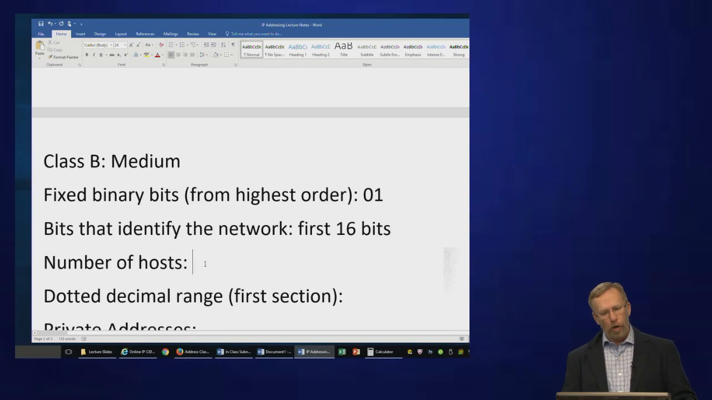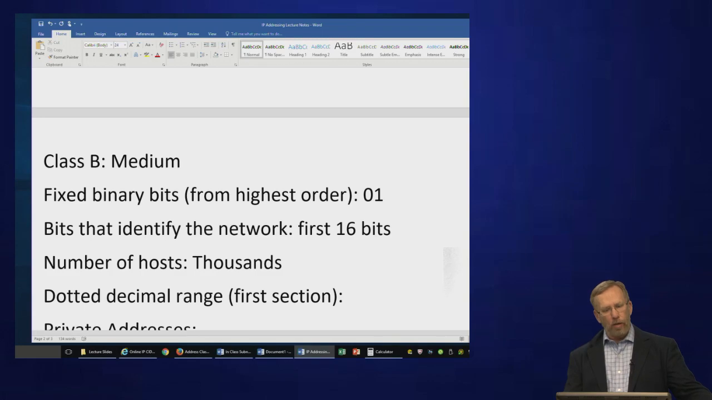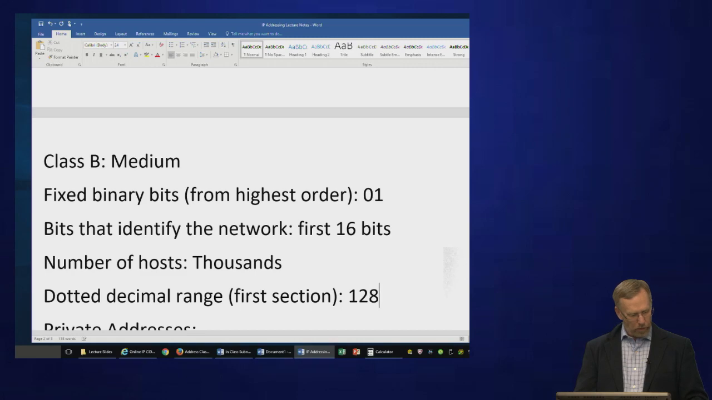The number of hosts, whereas in a Class A we had millions, in a Class B we have thousands. And the dotted decimal range for Class B networks goes from 128 to 191.